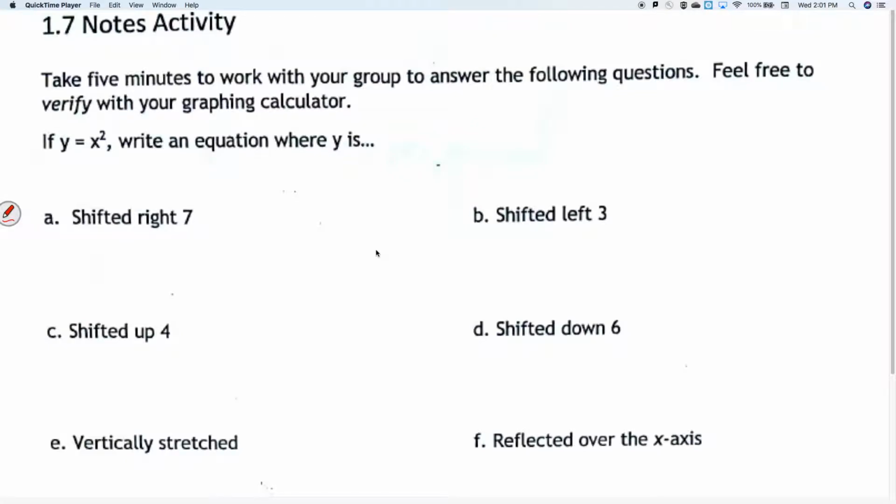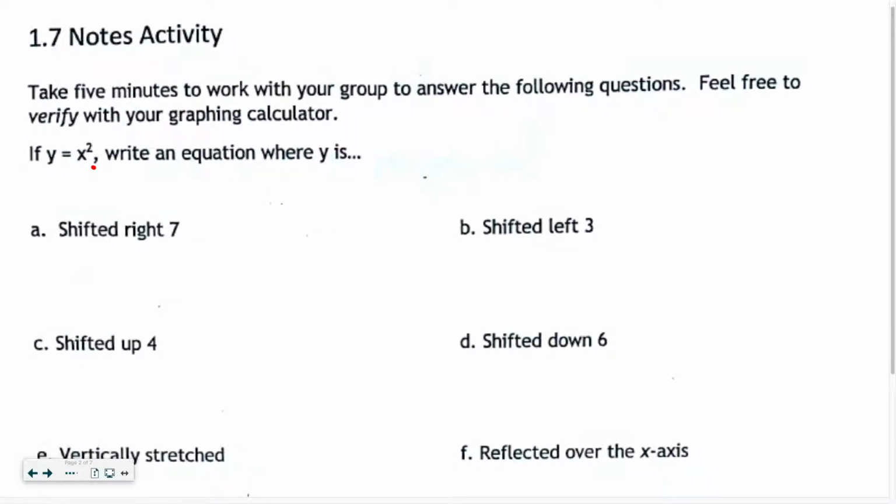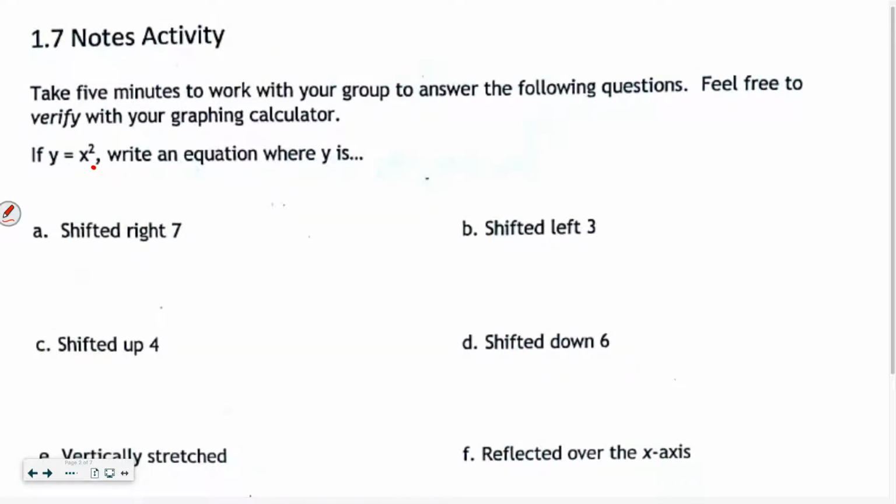So it wanted you to write the shifted or transformed function for y equals x squared if you shift right 7. So Cameron, you want to tell me what you and your group decided that would look like? X minus 7 parentheses squared.